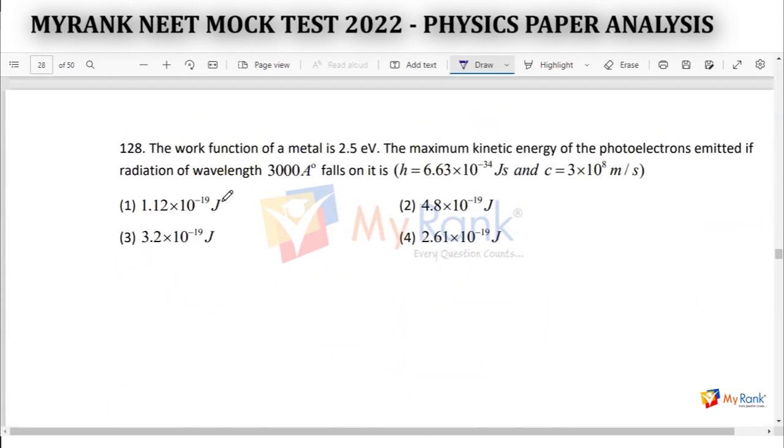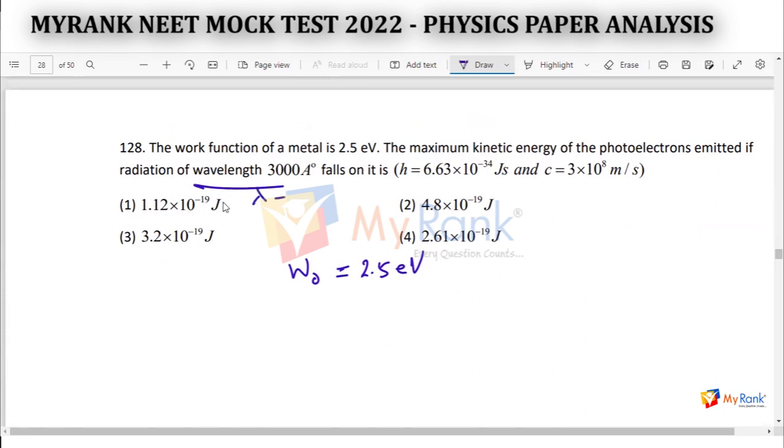And next, the work function of a metal is 2.5 electron volts. The maximum kinetic energy of the photoelectrons emitted if radiation of wavelength 3000 angstroms falls on it is? h given, c given. Work function given, students. Work function given as 2.5 electron volts.